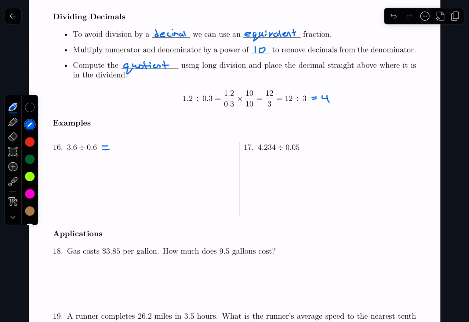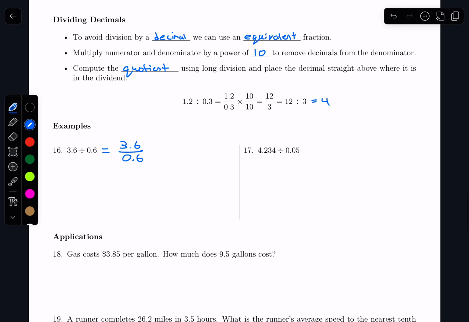So what we're really doing here is dividing 3.6 by 0.6, which means we're going to try to write that fraction with a denominator of 1. And to be clear, what I mean by write it with a denominator of 1 is notice in my previous example up here at the top where I wrote 4, 4 is actually 4 over 1. All right, so we turned 1.2 over 0.3 into 4 over 1. So we made the denominator 1.